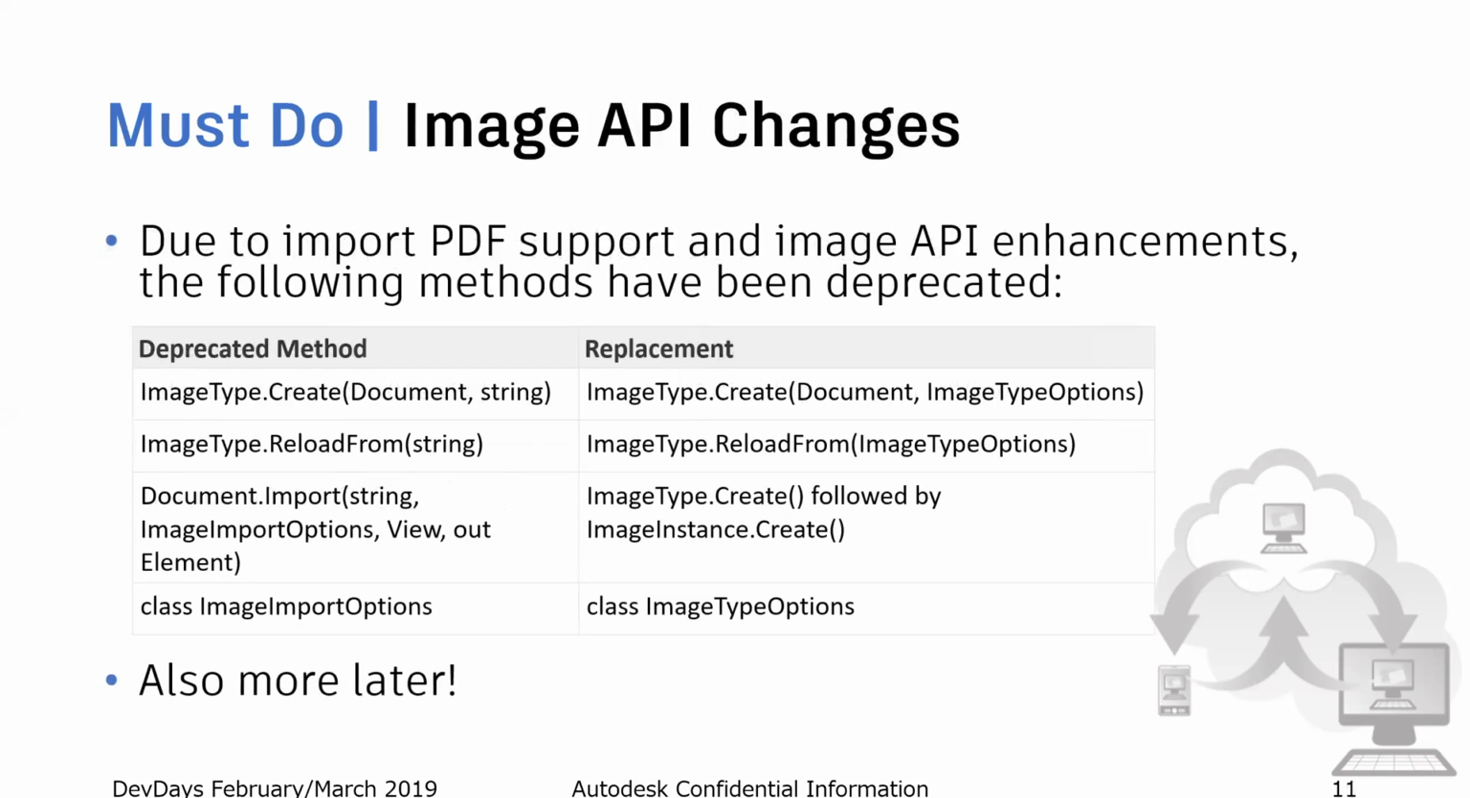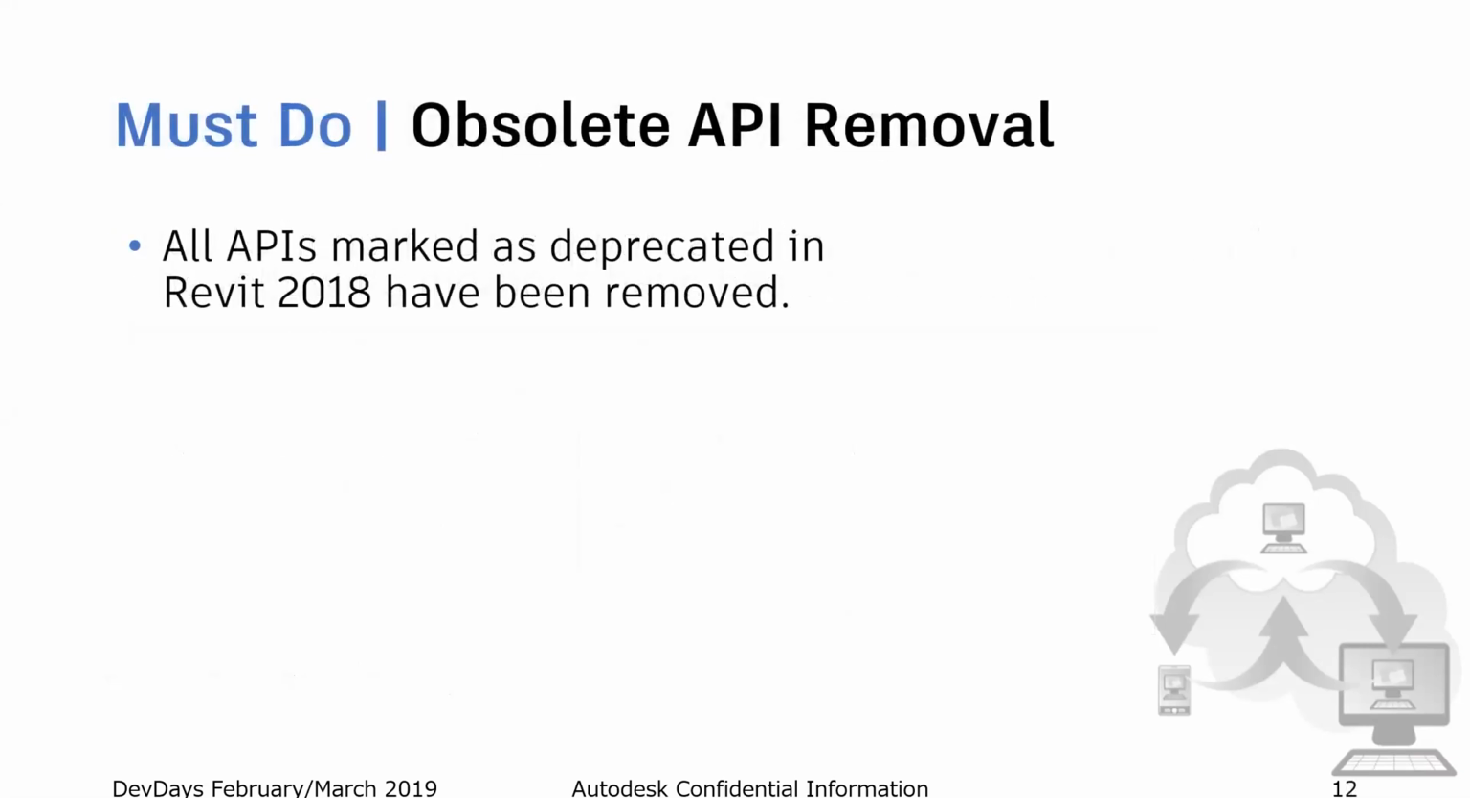And then in terms of image API changes, because of import PDF support and changes to how we manage images, a number of methods have been deprecated. And again, we'll talk about this more later as well. And last but not least, this section is kind of short, which is great: anything that was deprecated in Revit 2019 will be removed in the upcoming version.